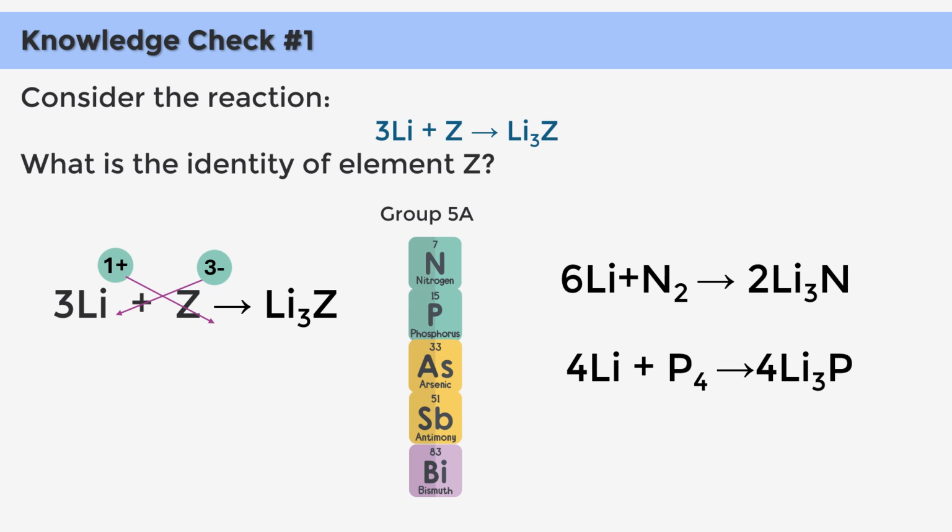However, lithium's reactivity with arsenic, antimony, and bismuth is not as significant as with nitrogen and phosphorus. These heavier elements have different chemical properties compared to nitrogen and phosphorus, and lithium might not react as readily with them. Therefore, the identity of the element could be nitrogen or phosphorus.